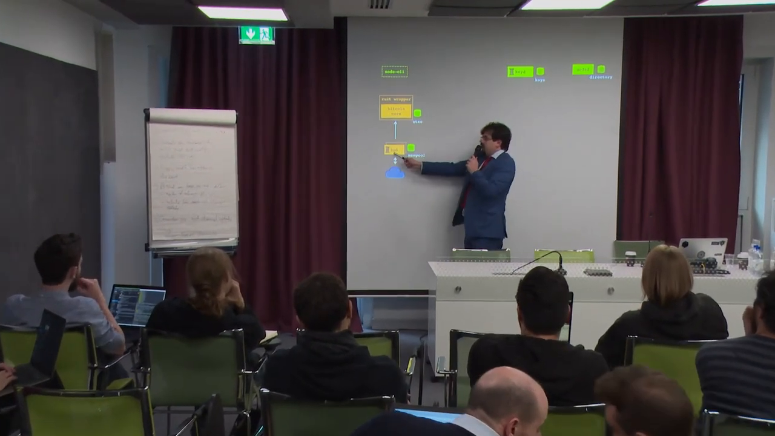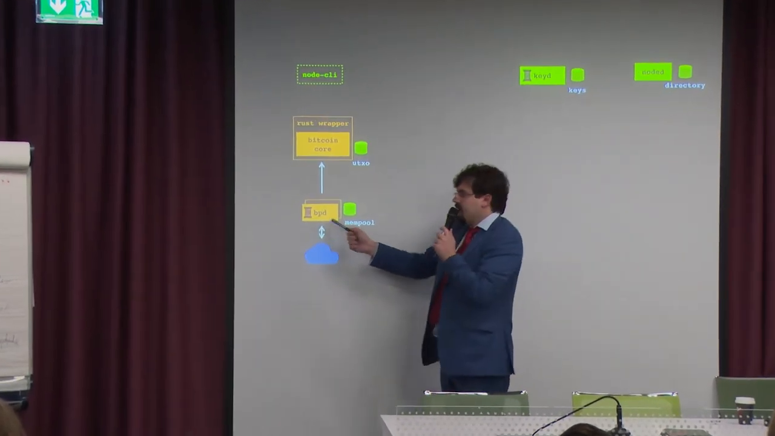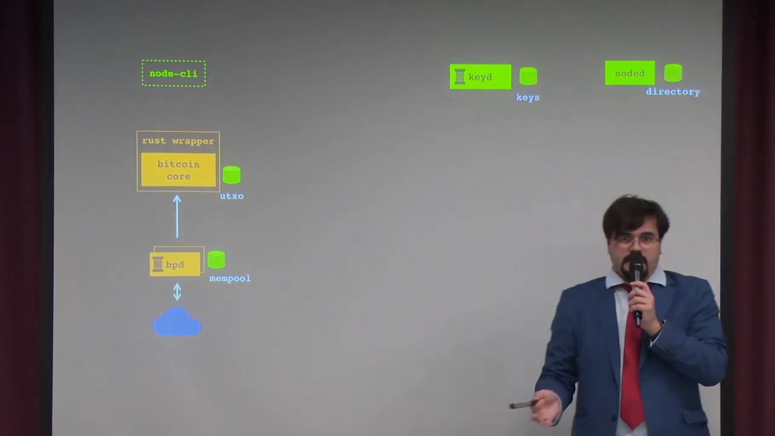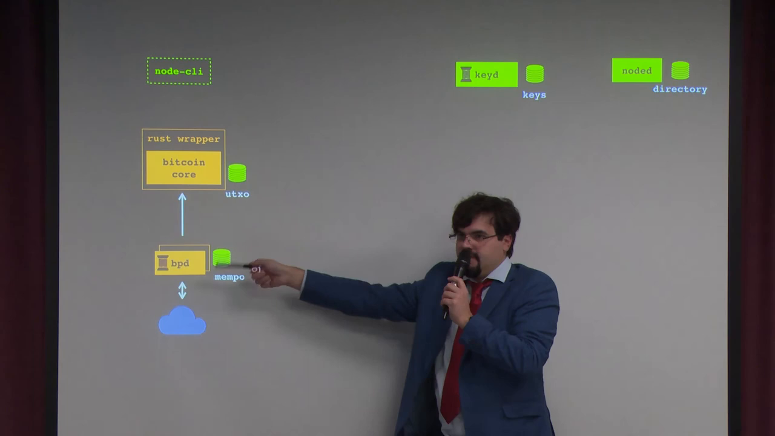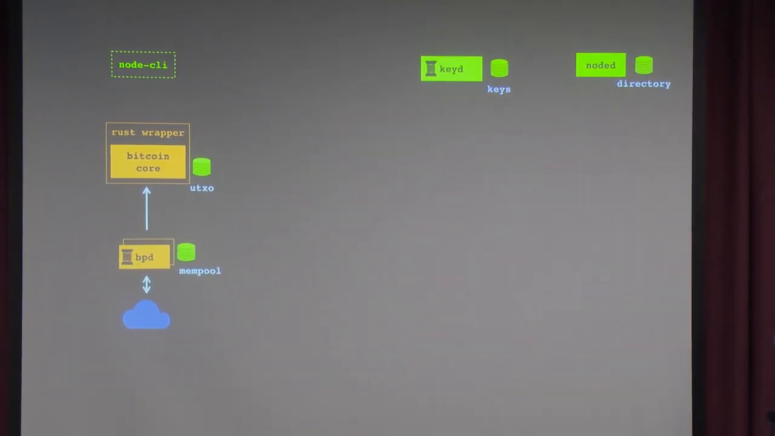For P2P communications, we use the Rust Bitcoin library. And I already have a prototype that allows all P2P communications to be done in an easy way. And we don't need Bitcoin Core for that. It's a small piece of software.